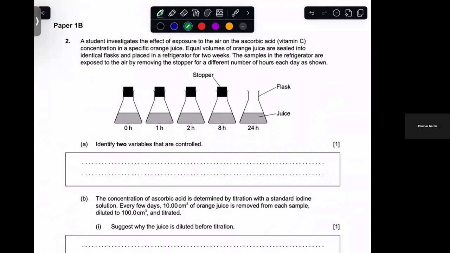There are so many. The type of flask, the type of OJ, the temperature, the time in fridge, the type of stopper, the amount of juice. Pretty much anything that isn't changed is a control variable, which is almost everything.